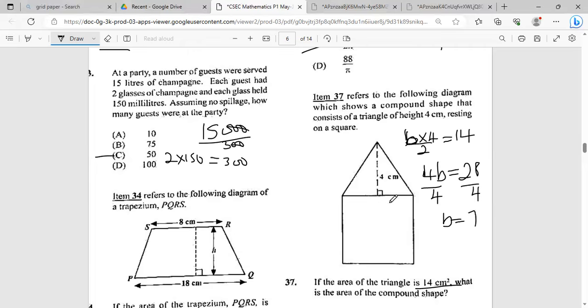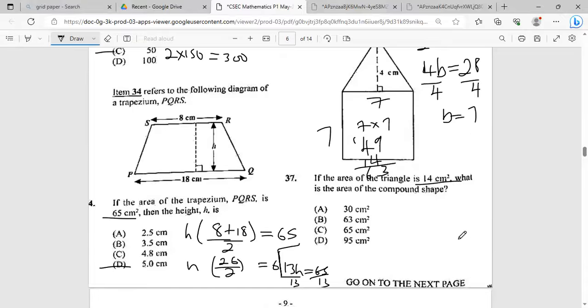So we know 7 is a square, all sides equal. 7 times 7 is 49. And that's it, right? No, they did say this is 14, so you add the 14 to it because they say compound shape. And that gives you 63. All right, this is one that I had to work out because it was new.